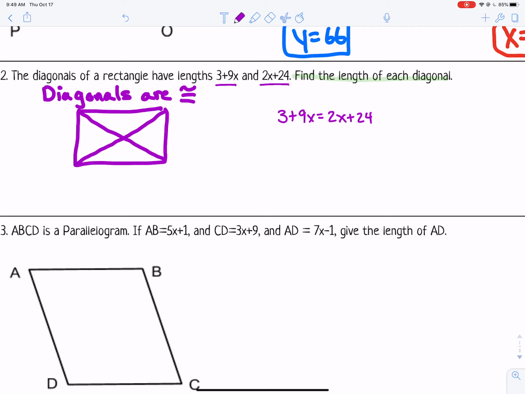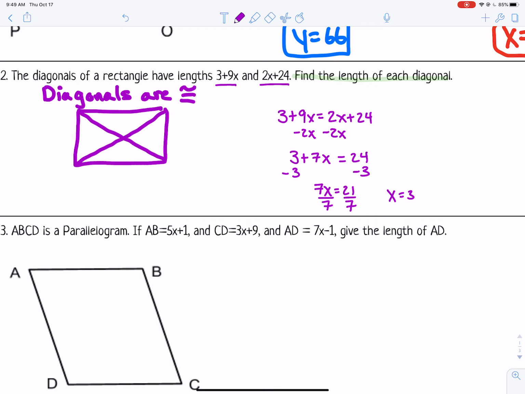So let's first figure out x. So I'm going to subtract 2x from both sides. I get 3 plus 7x equals 24. I'm going to subtract 3 from both sides, so I get 7x equals 21. And I'm going to divide by 7, and I get x equals 3.